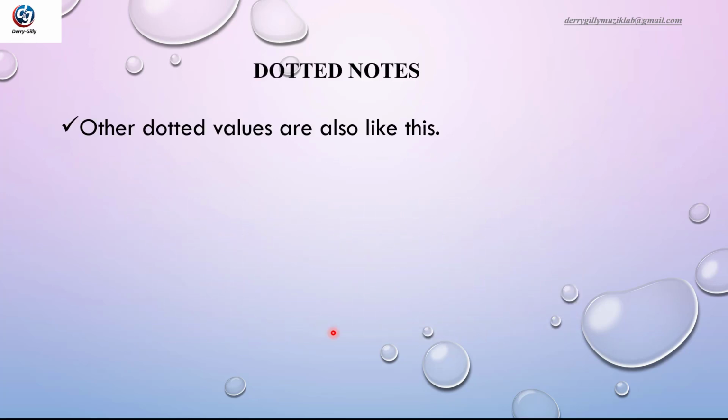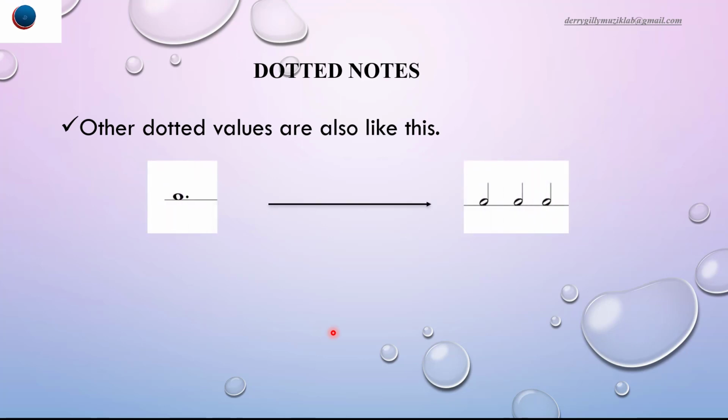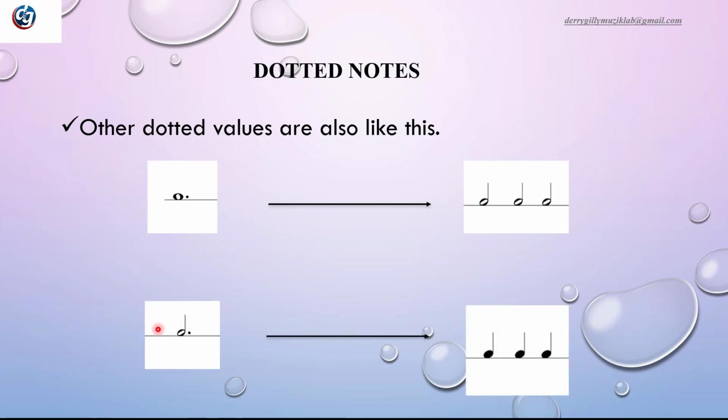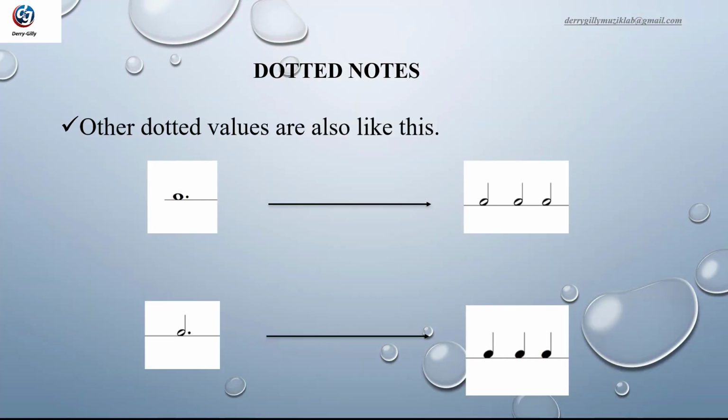Now let's go to the next slide. Dotted notes. So other dotted note values can be described as this. So a dotted semibreve will have three minims. A dotted minim will have three crotchets.